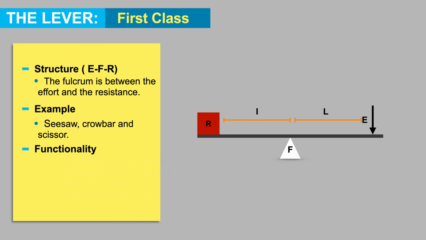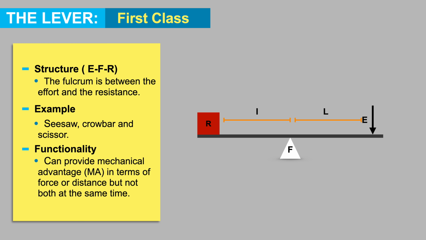This type of lever can provide mechanical advantage in terms of force or distance, but not both at the same time. If you notice, we just mentioned a very important term. That term is mechanical advantage. Before we go any further on levers, let's pause for a minute and define mechanical advantage. One of the core functions of a lever or any simple machine is that it provides mechanical advantage. To better clarify, mechanical advantage is a universal principle that applies to all simple machines.